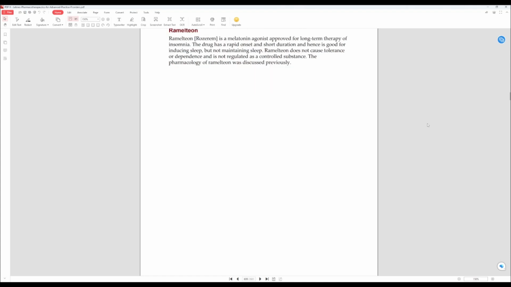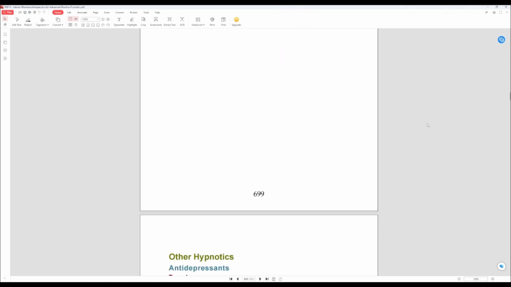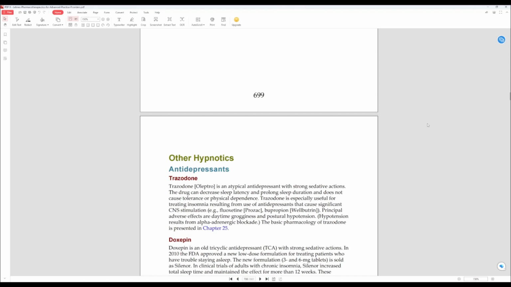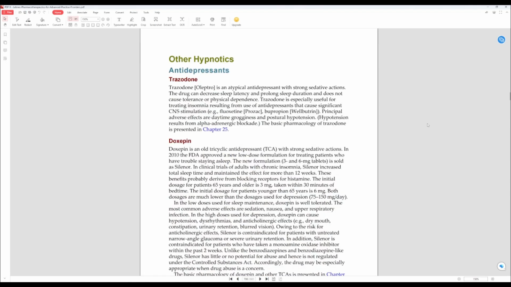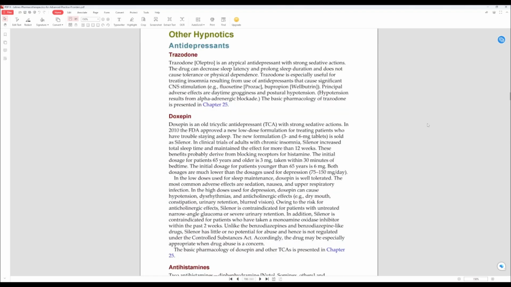And again, the pharmacology was already discussed previously. Which brings us to our last little section here, other hypnotics, the antidepressants. Trazodone, or Desyrel, is an atypical antidepressant with a strong sedative action. The drug can decrease sleep latency and prolong sleep duration, and does not cause tolerance or physical dependence.